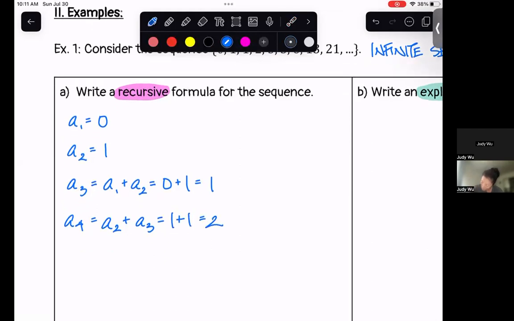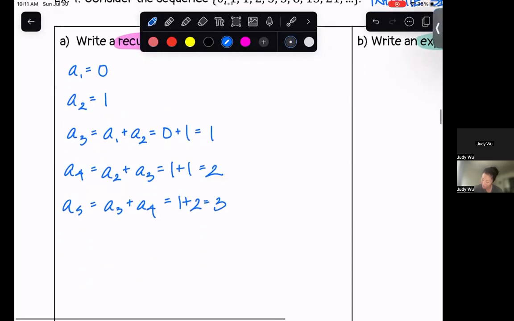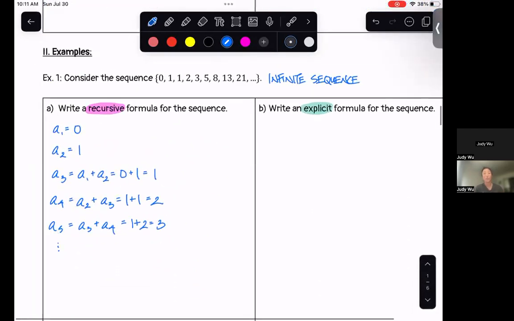And let's do a few more for good measure. Does A sub 5 equal A sub 3 plus A sub 4? Meaning, does the fifth term equal the previous two terms added together? Well, 1 plus 2 definitely gives us 3. So what we have here is actually the start to our pattern.